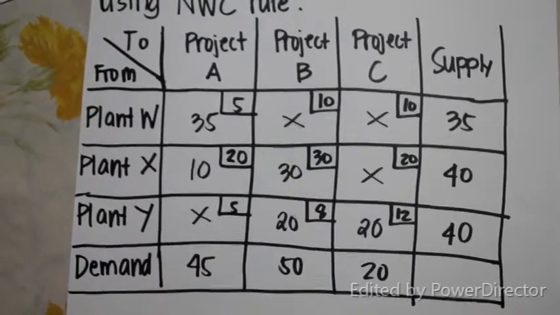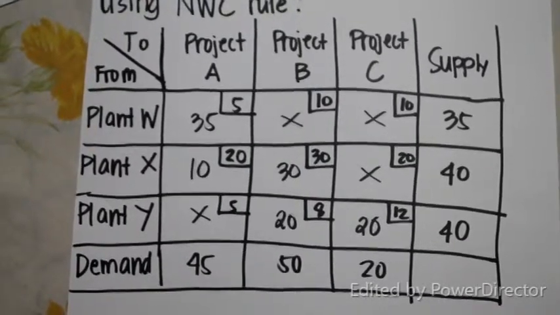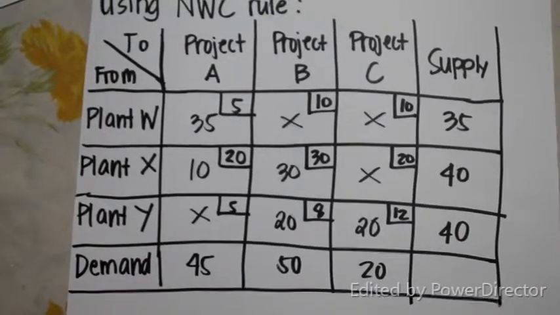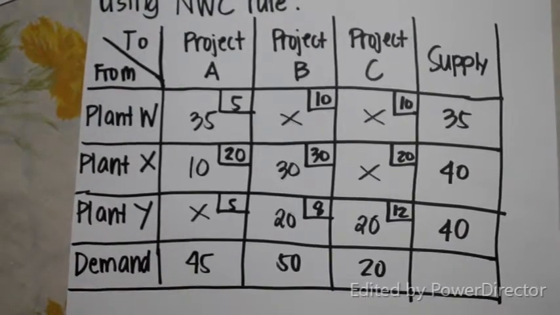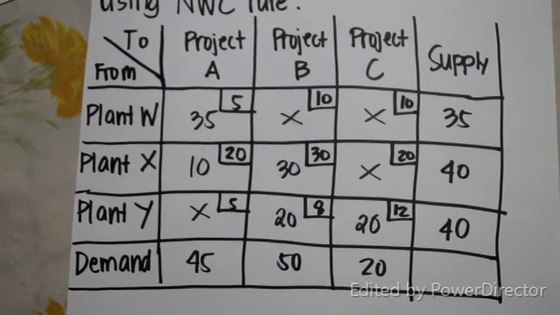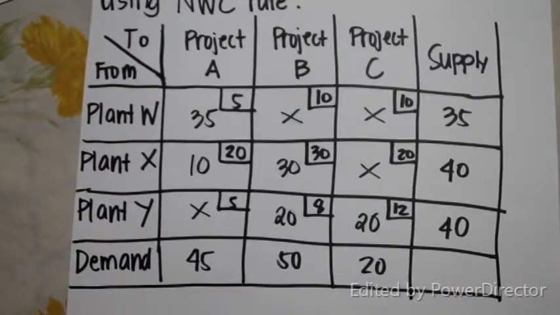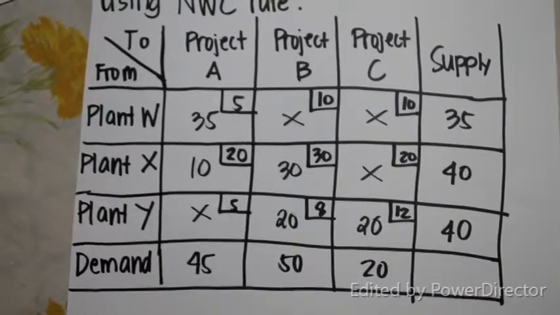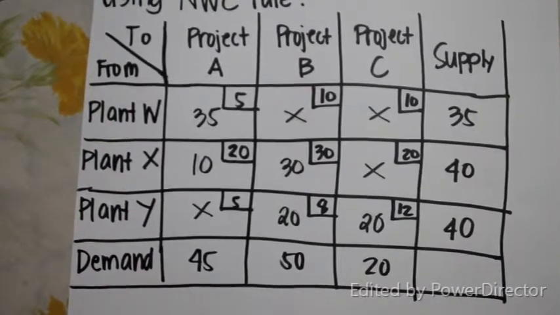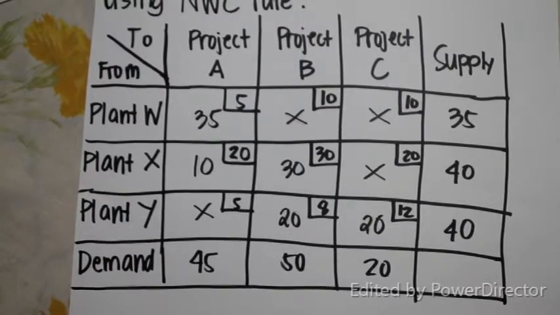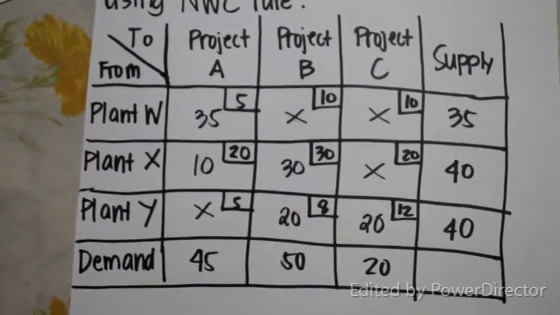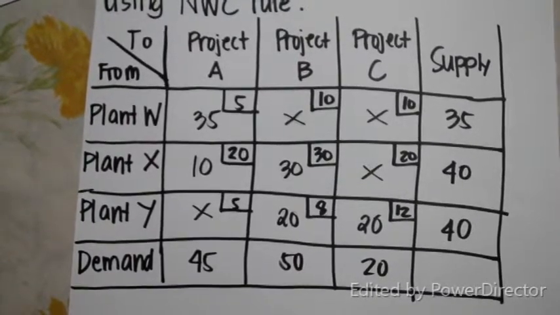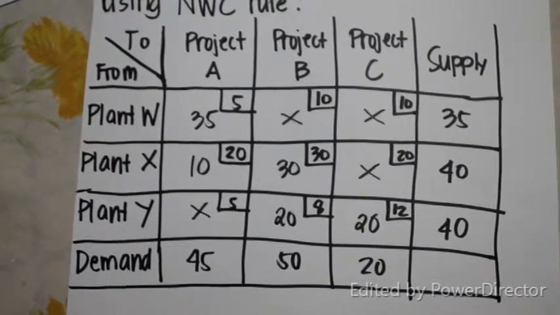Next is at plant Y, project B. Since we already allocated 30 in plant X, project B, we only need to allocate 20 in plant Y, project B. Next is at plant Y, project C. Since we already allocated 20 in plant Y, project B, and the supply capacity is 40, we need to allocate 20 in plant Y, project C.